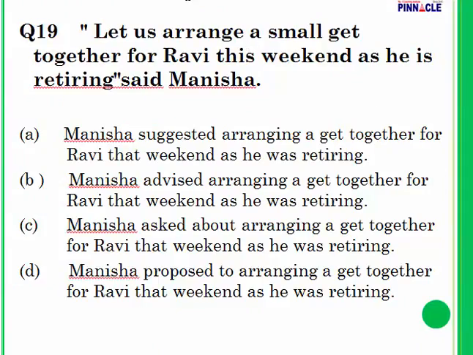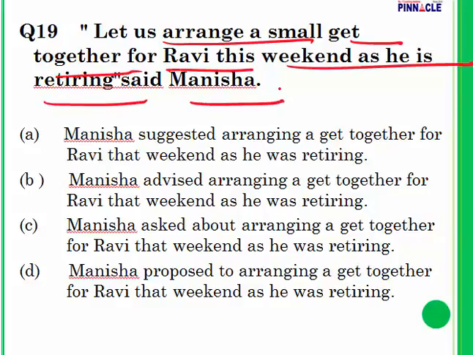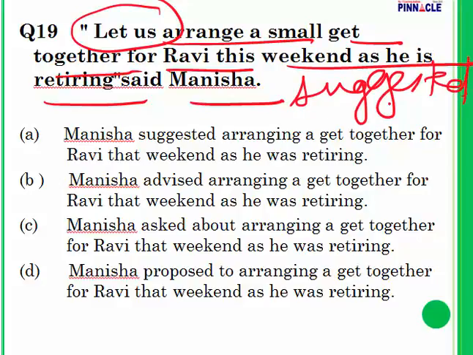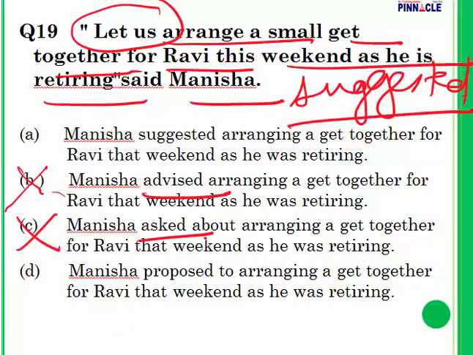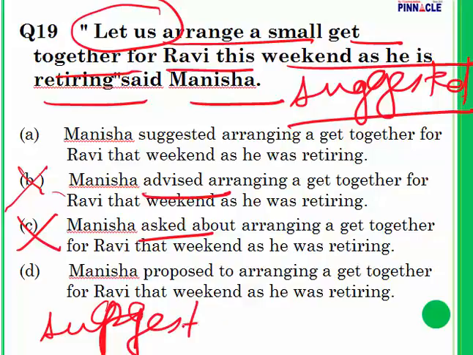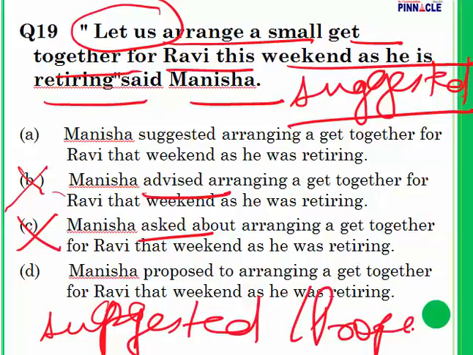Question number 19. Let us arrange a small get together for Ravi this weekend as he is retiring, said Manisha. This is my sentence in the direct speech. Now for all those sentences where we have let us, what did I tell you? What is my reporting verb supposed to be? Suggested, isn't it? For all let us verbs, suggested is my reporting verb. Advised I have used here, asked I have used here, these two get eliminated. See, first go with suggested. There are only two reporting verbs possible in case of let us, suggested and proposed. These are the only two.